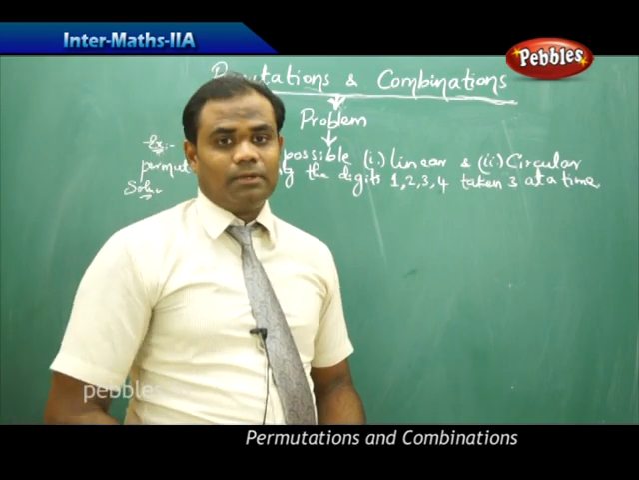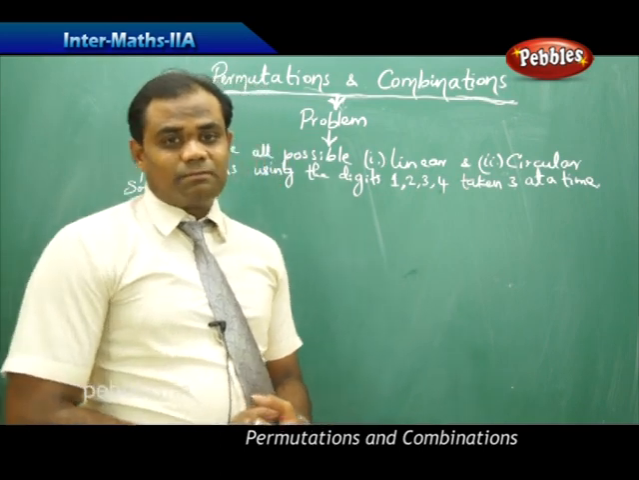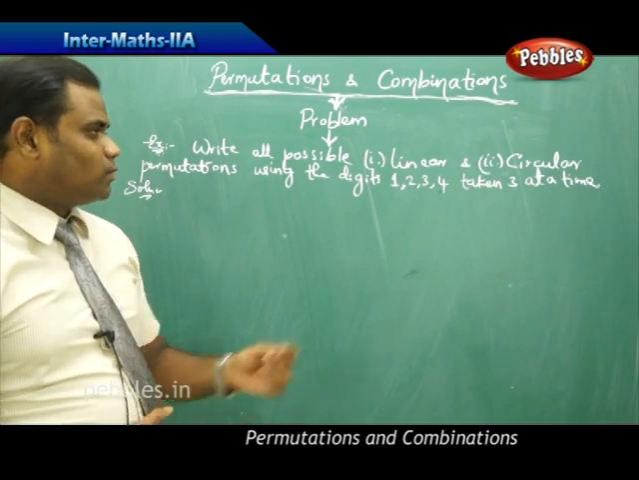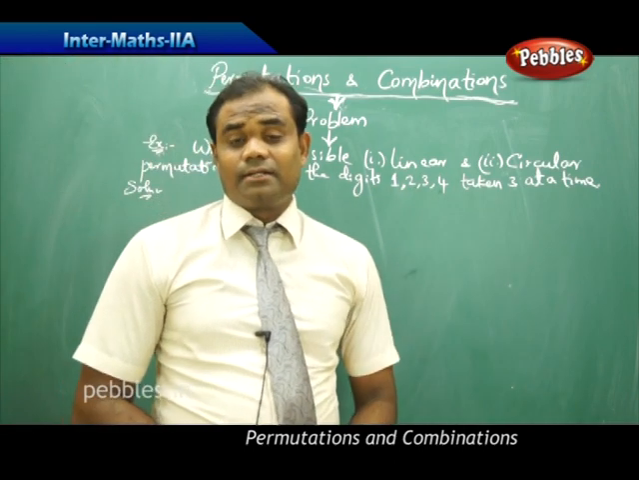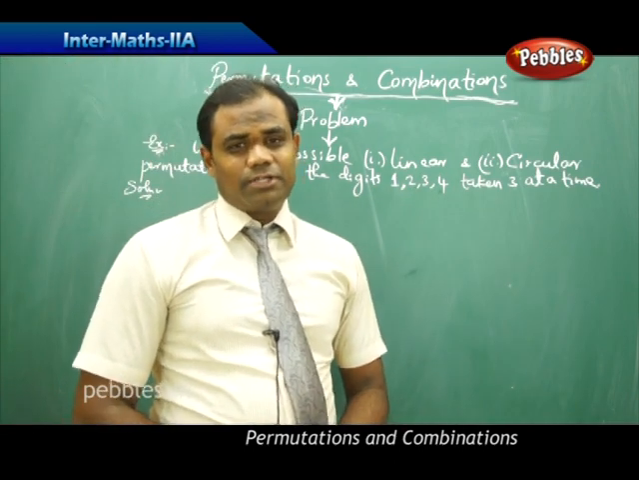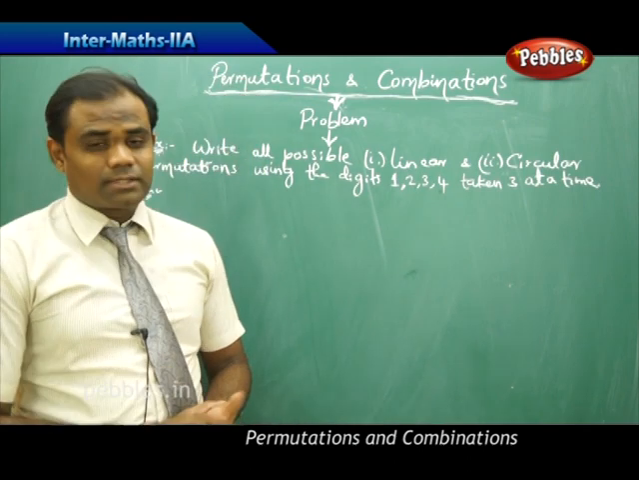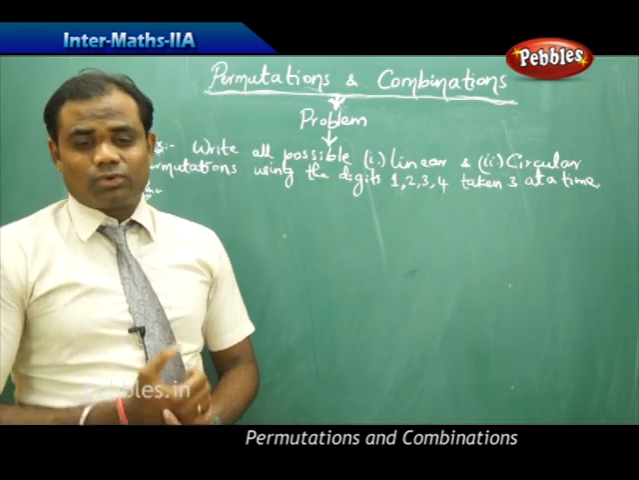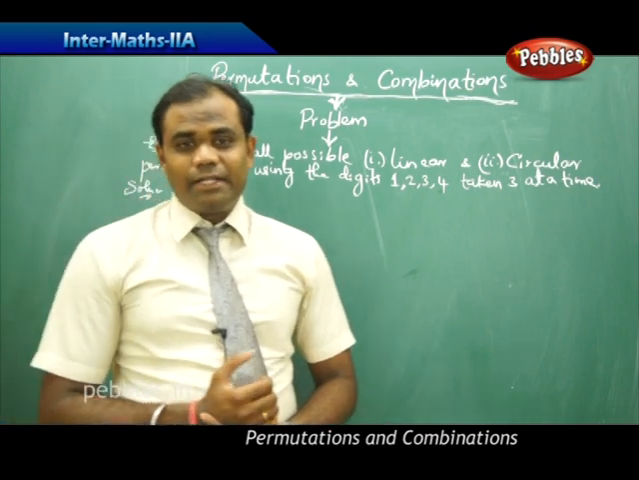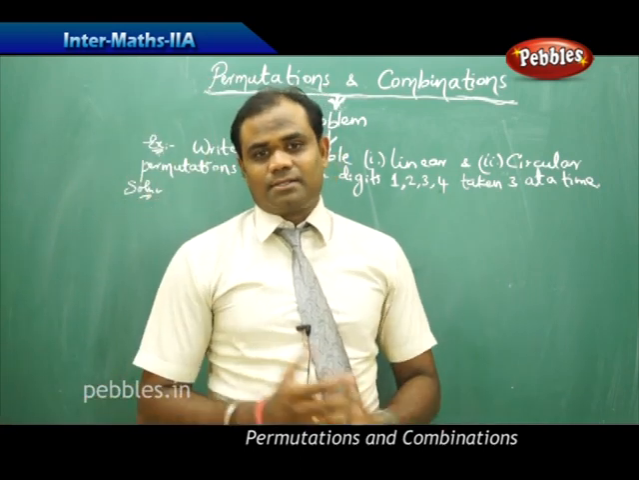Out of 1, 2, 3, 4, I select 3 of the digits and form a 3-digit number, is how I understand this problem. Now, there are two types of permutations which I need to represent: the linear and the circular permutation. The question of circular permutation comes into existence because sometimes the questions demand arranging the beads in a necklace.